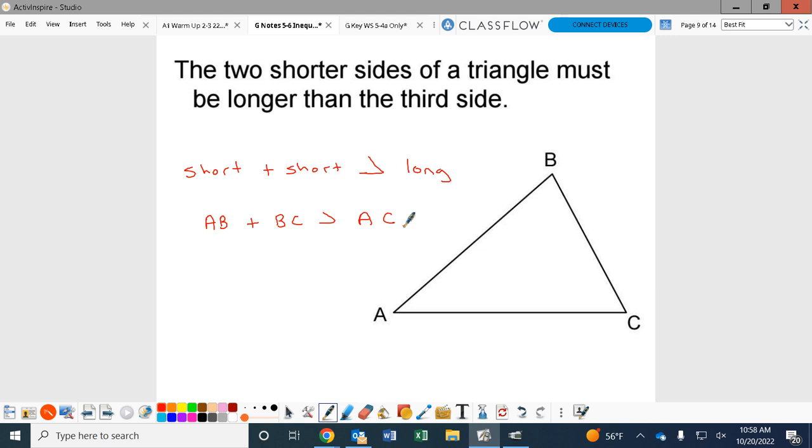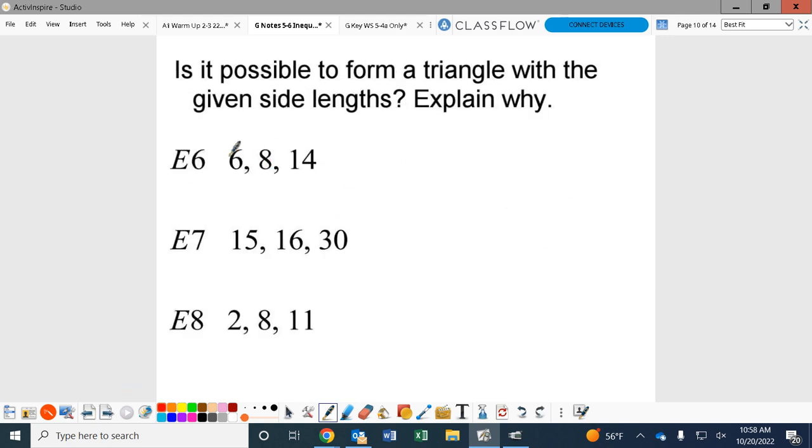I think personally the problems are easier than the actual rule. Here we go. Here are the problems. Okay, guys, the 2 shorter ones would be the 6 and the 8. 6 plus 8 has got to be greater than 14. That's it. 2 shorter ones got to be greater than the long one. What's 6 plus 8?